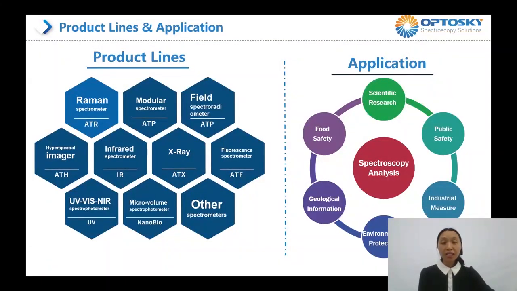And finally, I still need to introduce our product lines. We already introduced the infrared spectrometer, this IR series, and our main product lines: Raman spectrometers and spectrometers, as well as field spectral radiometer and hyperspectral imager. So we have wide applications in scientific research, public safety, industrial measurement, and environmental protection centers. So we are the spectroscopy analysis provider.